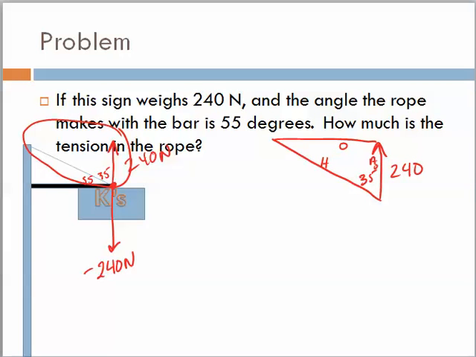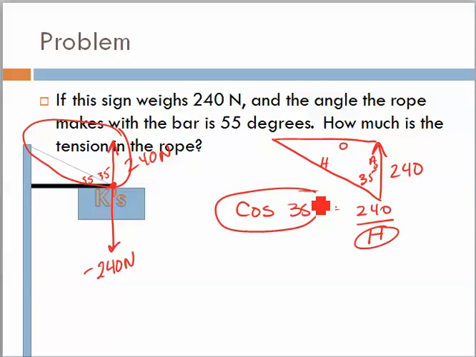And what we do here then is, if I want to know how much is the tension of the rope, that's the hypotenuse. Well, that's the adjacent and the hypotenuse. That is the cosine of 35 degrees equals 240 over the hypotenuse. Well, as we've learned, we can simply interchange these two. We can switch the positions, and that becomes H equals 240 over cosine of 35 degrees.